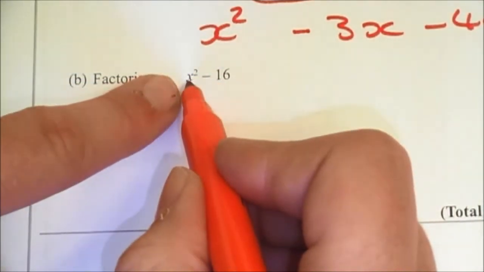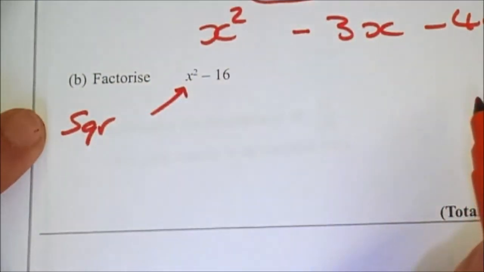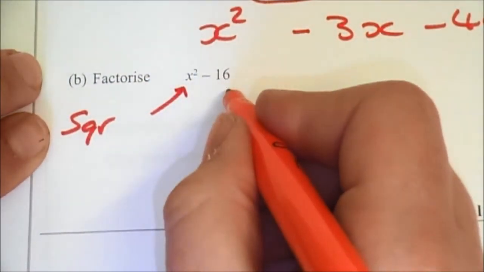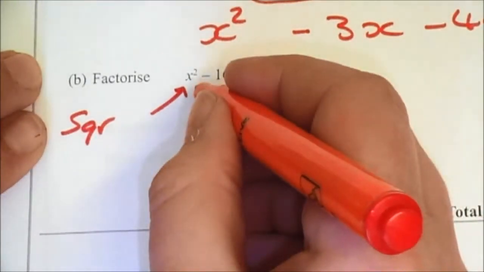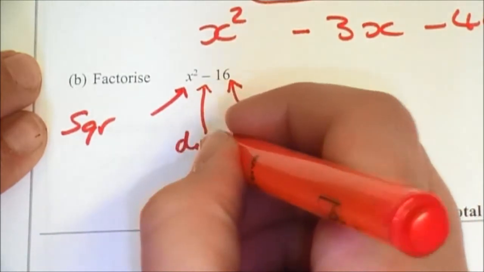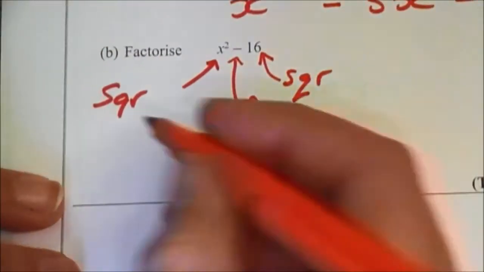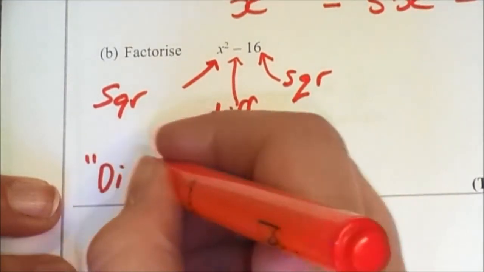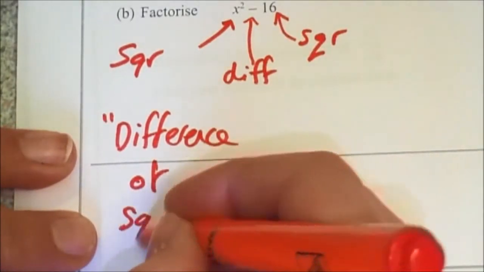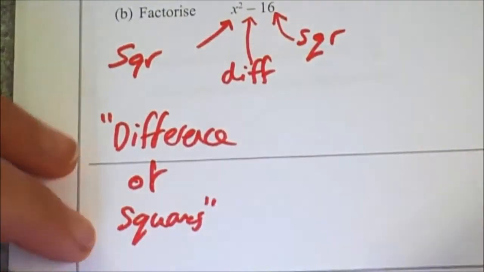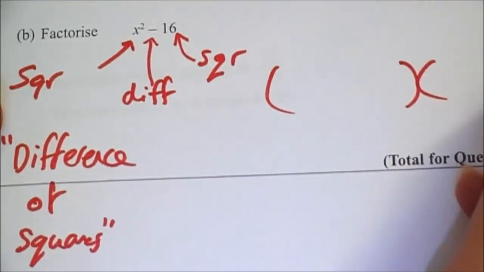But what you should recognise is that x squared is a square number. You should also recognise that 16 is a square number, and they are being subtracted. So you're finding the difference between the two square numbers. This is the rule, which is the difference of squares, called that because you're subtracting them from each other. And difference of squares always go into a double bracket.